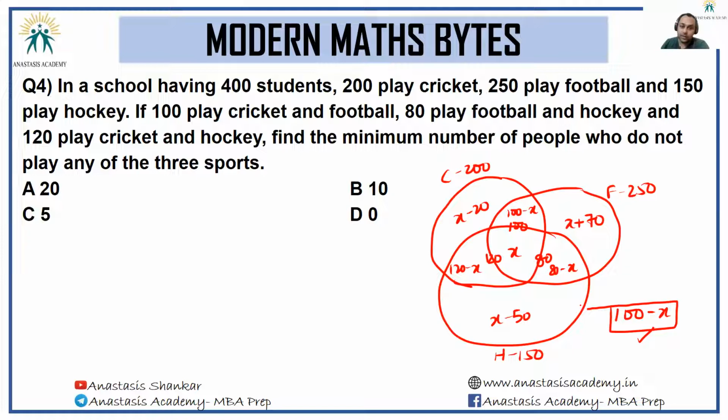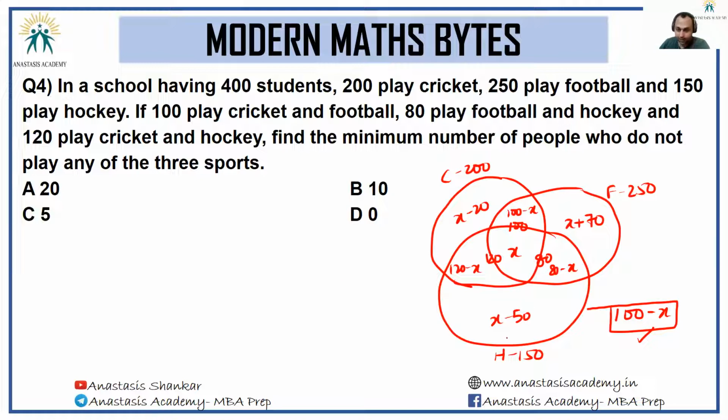The insight or the thought here that we have to take care of is each of these regions, each of these spaces represents a whole number. You cannot have minus 3 kids playing any sport. You cannot have minus 7 kids playing football. That is not possible. Each of these regions represent whole number of people.